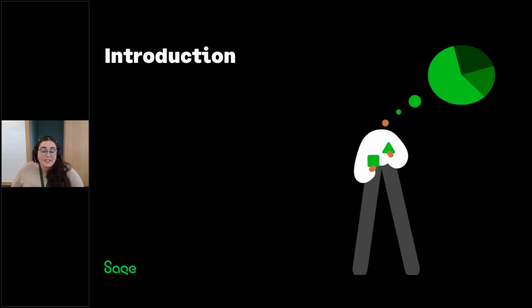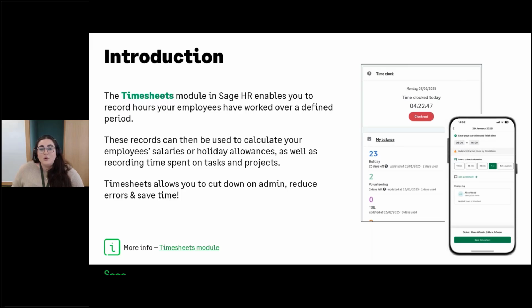It is one of several additional modules that you can subscribe to in Sage HR. And a short overview of what this is: it enables you to record hours that your employees worked over a defined period of time. These records can then be used to calculate employee salaries or holiday allowances, or even track time spent on tasks and projects that you might have set up. Timesheets helps to automate and speed up this process, ultimately cutting down on manual tasks, which you'll see as we go through the content in today's session. Another great thing, the employees are able to self-serve for a lot of things, so it saves time there too.